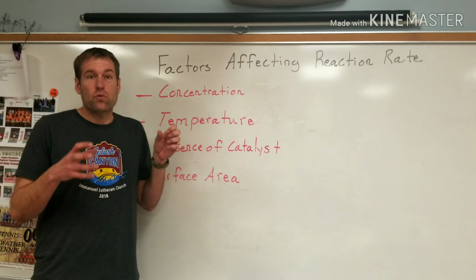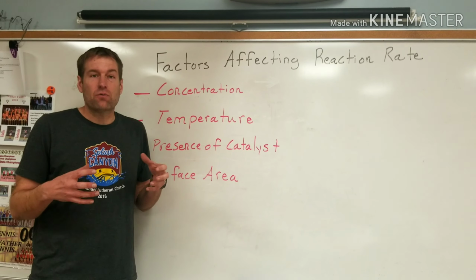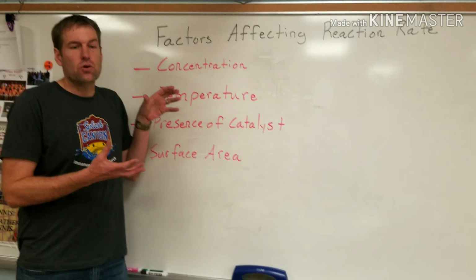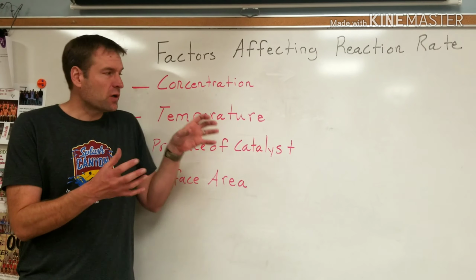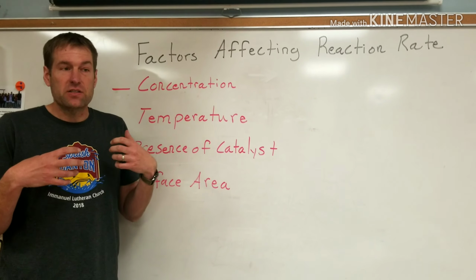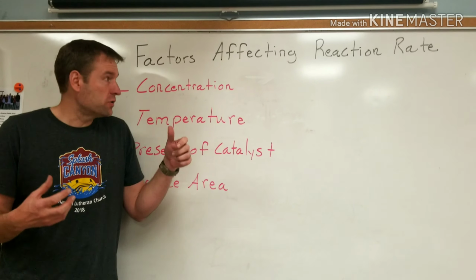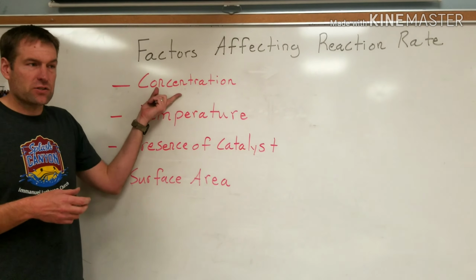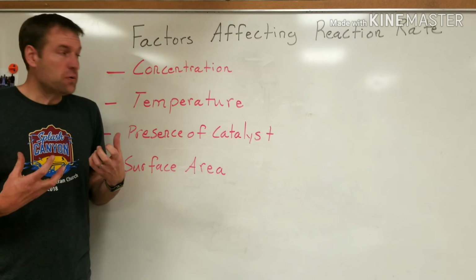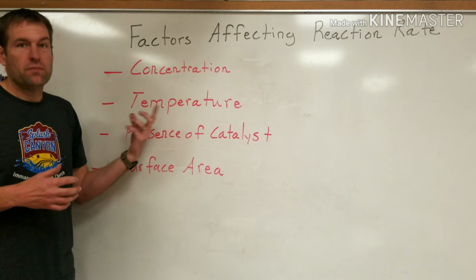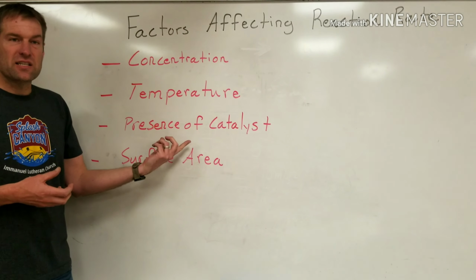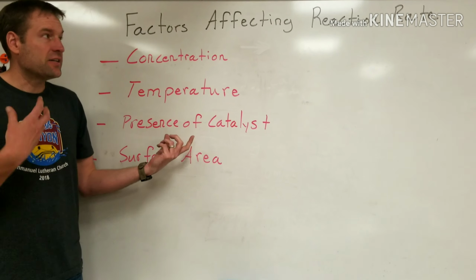And so when we talk about reaction rate, we're talking about how fast that reaction goes. So in chemistry, there's kind of four big things that can control how fast a reaction goes. And we're going to look at just one of these things. But the four things that can affect this reaction rate are the concentration of the reactants. So the more concentrated the reactants are, the faster the reaction will go. The temperature, the higher the temperature of the reactants, the faster the reaction will go. The presence of a catalyst, the faster the reaction will go.